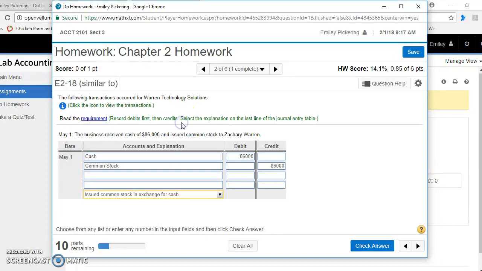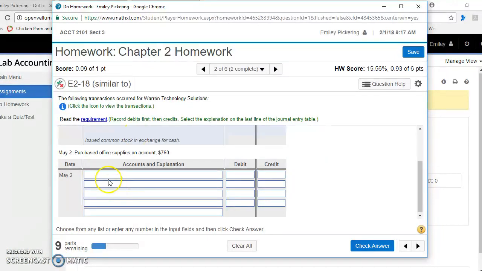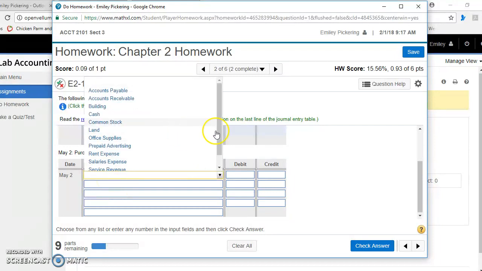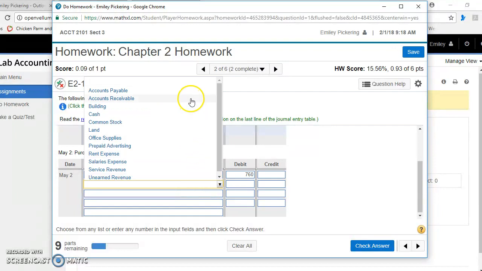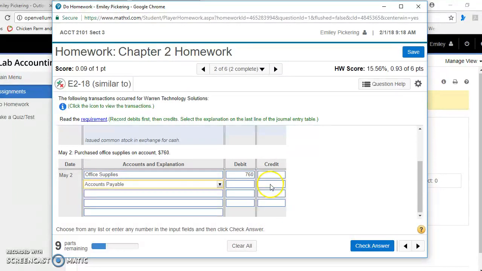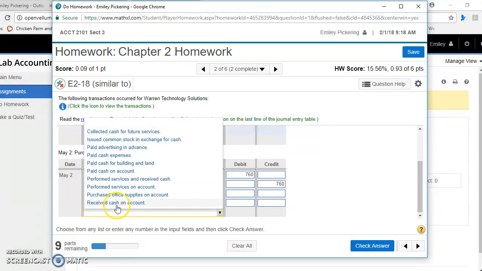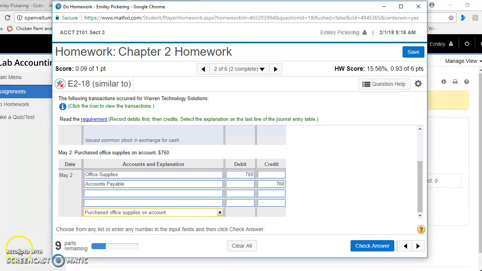We issued common stock in exchange for cash. Okay, so for the next one, we purchased office supplies on account. So our office supplies went up $760. It's an asset, so I'm going to debit. On account just means we haven't paid for it yet. So that's going to be an accounts payable, $760. Now for our explanation, we purchased supplies on account.